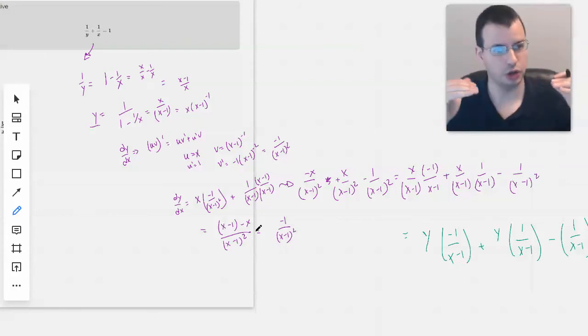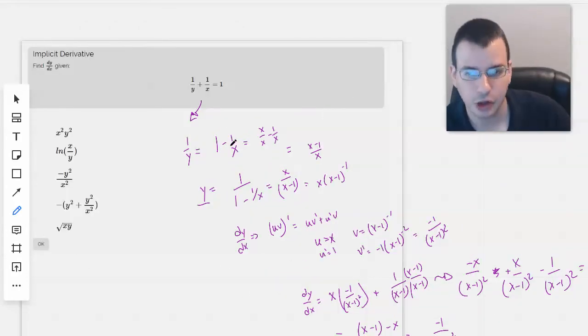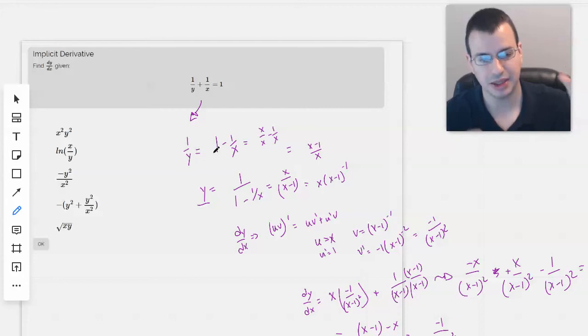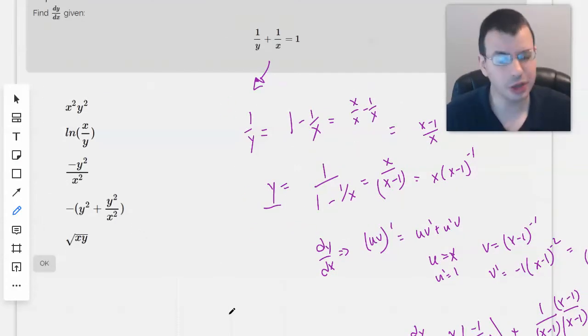So, long story short, we see this problem and we're like, all right, they're on the same side, we can use implicit differentiation. Or we could try to rearrange things, make them work, and we could probably actually get it.